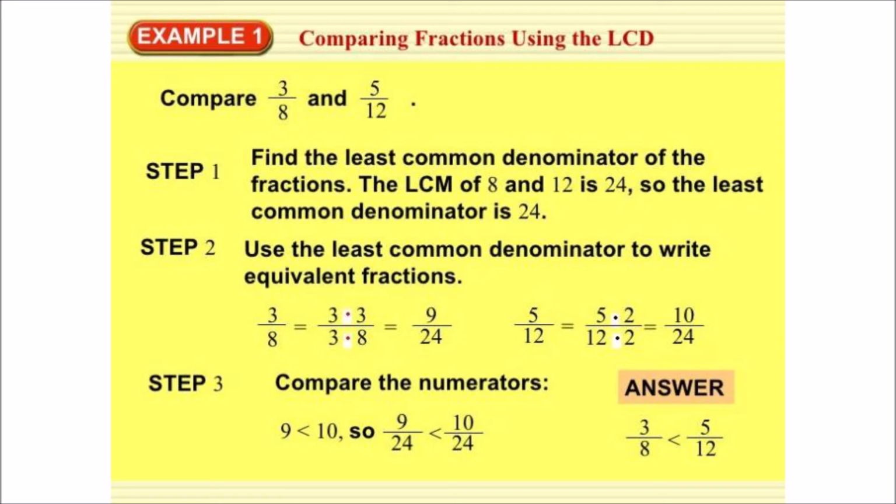Now they have become fractions with like denominators. So ignore the denominators and compare the numerators as whole numbers. 9 and 10, 9 is lesser. So the fraction 9 by 24 is lesser. That is, 3 by 8 is the lesser fraction.